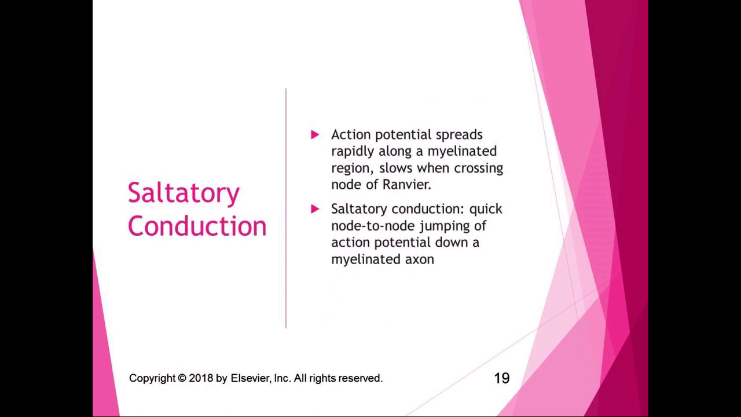So when the action potential spreads rapidly along the myelinated region, it slows when it's crossing the nodes of Ranvier. They call it saltatory conduction, where the action potential quickly jumps from node to node down the myelinated axon. So it sort of covers more space in the same amount of time.